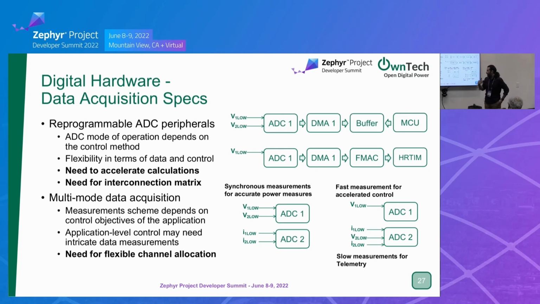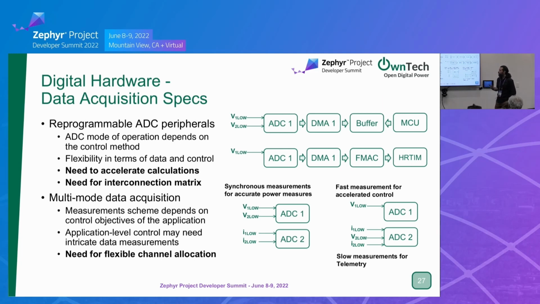So there is a need to accelerate calculations in many applications, and there is a need for the interconnection matrix. We need to be able to connect peripheral to peripheral. And this is something that we had a hard time doing using Zephyr.